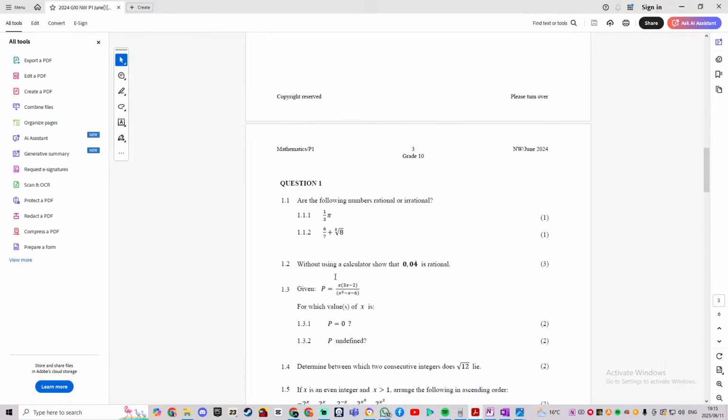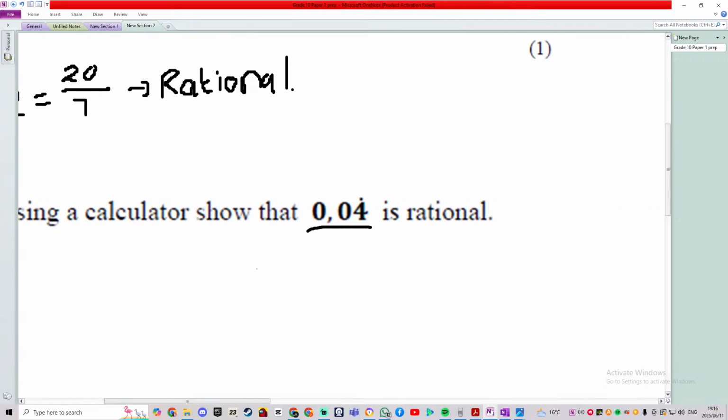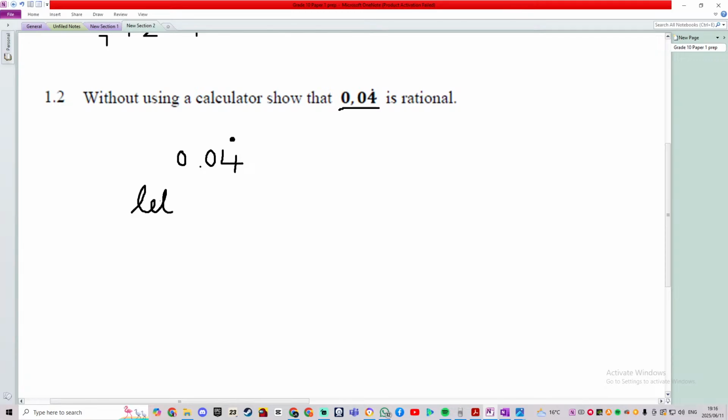Let us go to question 1.2. Okay, we need to prove that 0.04 recurring is rational. Now, there's a few things we need to know about this. We'll start off with 0.04. Okay, we know that that's recurring. Then we're going to say, let, okay, my handwriting won't be the best, I'm using a mouse here. Let x equal to 0.04 recurring.